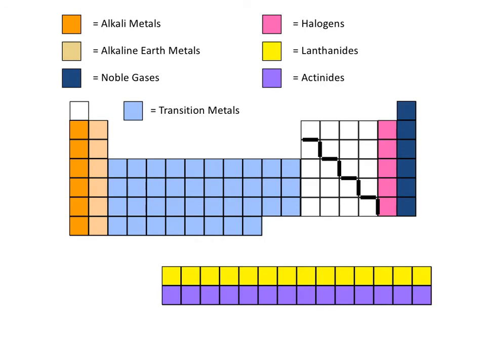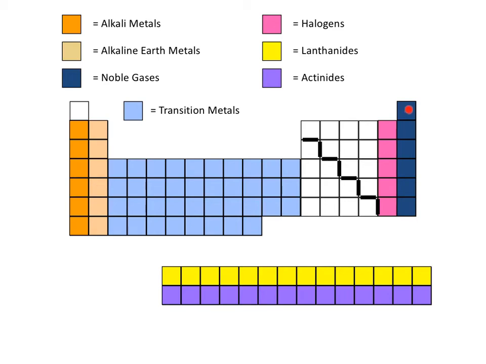Now, some of the families in the periodic table, some of the groups appear so often that they have names, and it's important to know those names because we'll often use these names to refer to these groups. The ones that I want you to know are the first column, the alkali metals. The second column, except for hydrogen because it's not a metal, the second column is the alkaline earth metals.